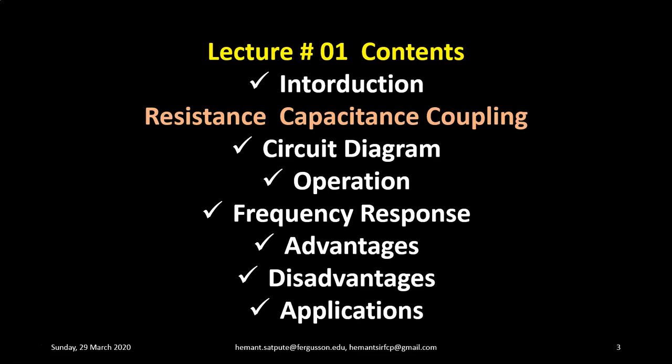The three generally used coupling schemes are resistance capacitance coupling, transformer coupling, and number 3, direct coupling. Let us first discuss the resistance capacitance coupling, that is RC coupled transistor amplifier. Now let me tell you, this is the most widely used method.